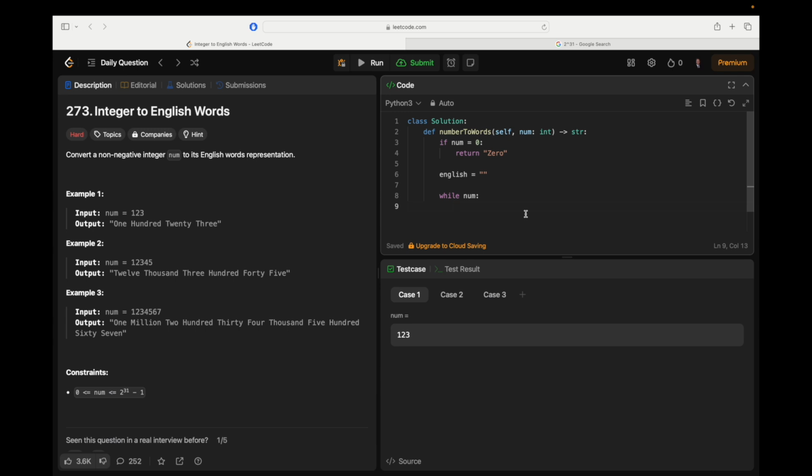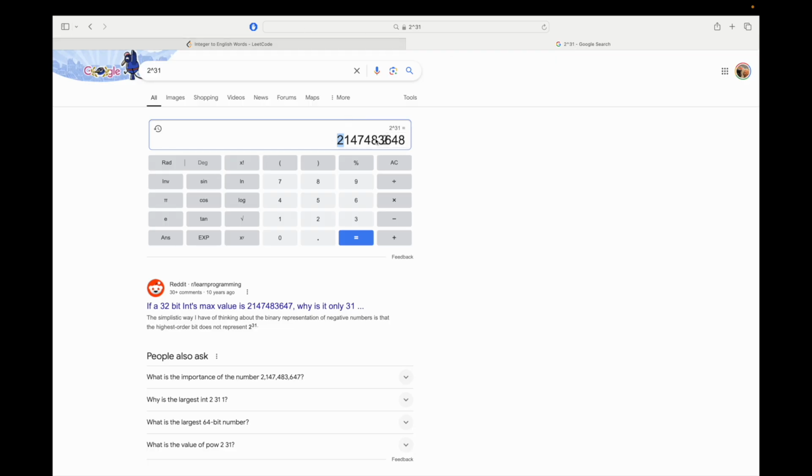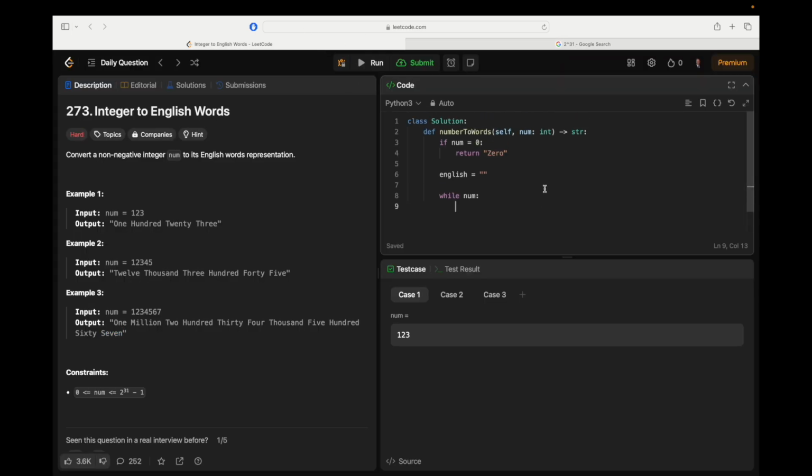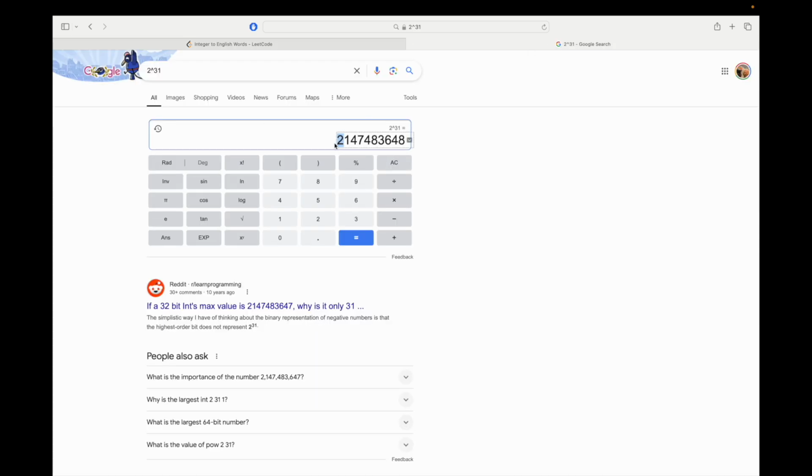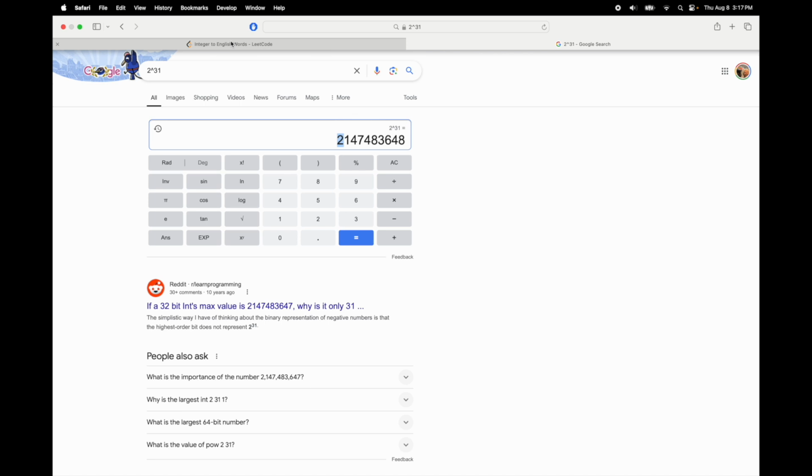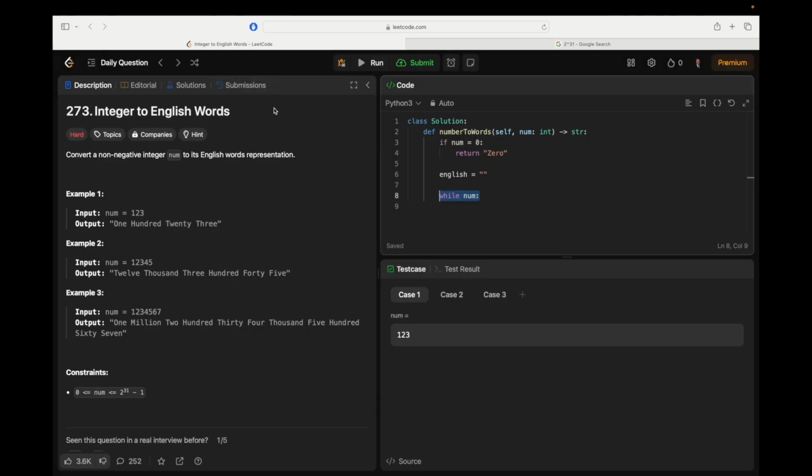Okay, so now we have to think about how we handle everything. For the ones, oh, you know what? Maybe we could do something similar to what I did with the Roman numerals, because there's only 10 digits that we would have to handle differently. So what if we did like 10? Because yeah, 2^31 is 2 billion. So that's 10 digits. So maybe that's only 10 conditions.